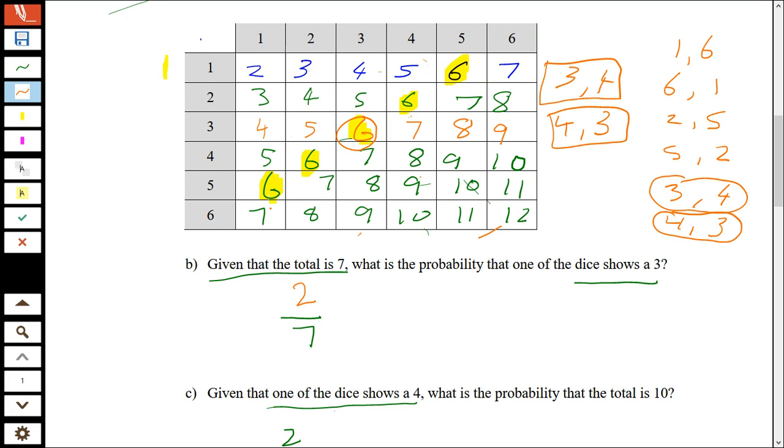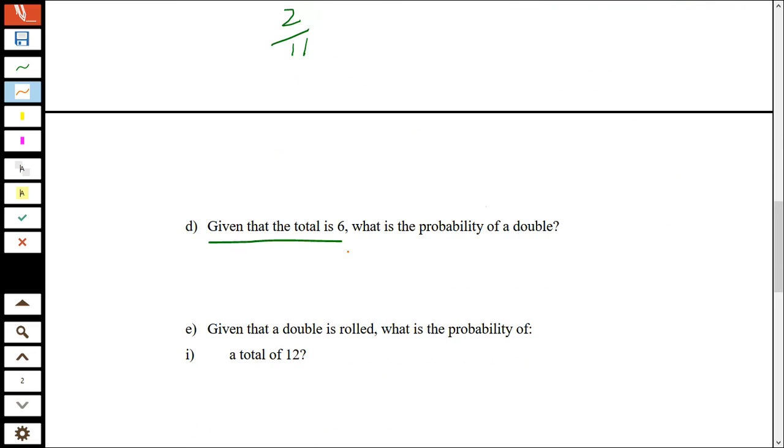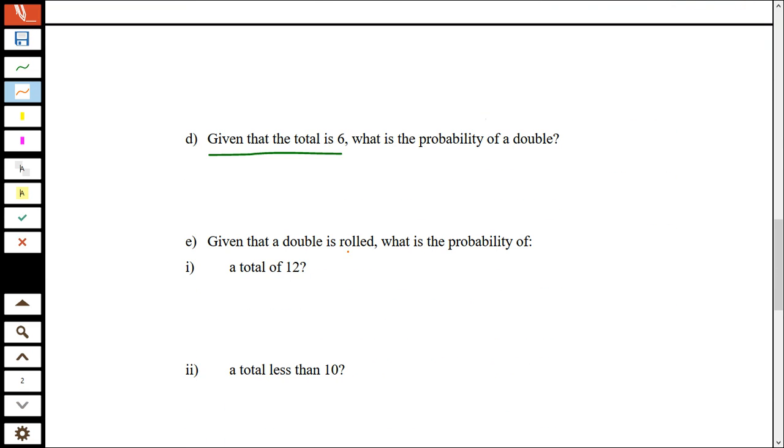So count all the times we get 6 as a total. So we get 1, 2, 3, 4, 5. 5 times that 6 as a total, and there's only one of those cases which has a double, which is a 3. So it's going to be 1 out of 5. Okay, so if we scroll down here, this is 1 out of 5. Now, for the students who are away, I'll also post these notes.